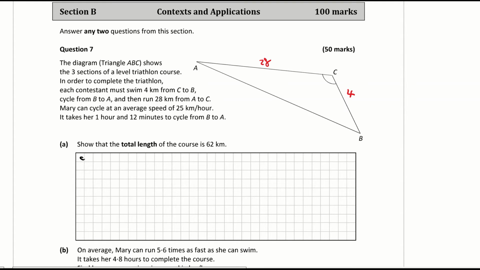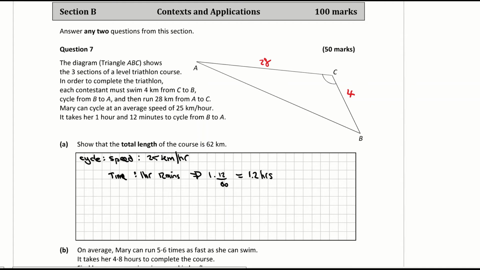Just putting down some information about the cycle, we know that the speed is given in the question at 25 kilometers per hour. So that's the speed of the cycle. The time of the cycle, we also know, was 1 hour and 12 minutes. I'm just going to convert that into a decimal, which is 1 plus 12 over 60 minutes, which is 1.2 hours.